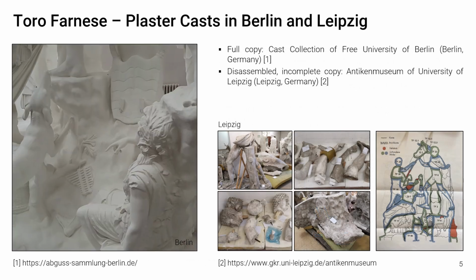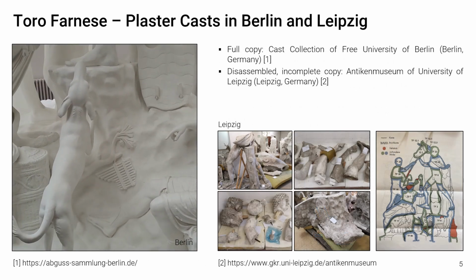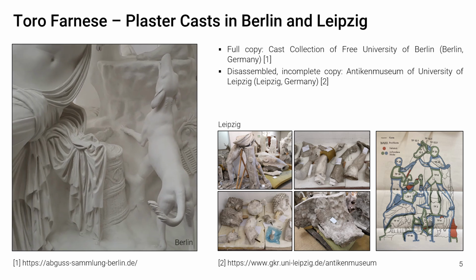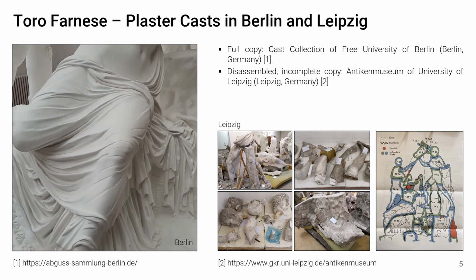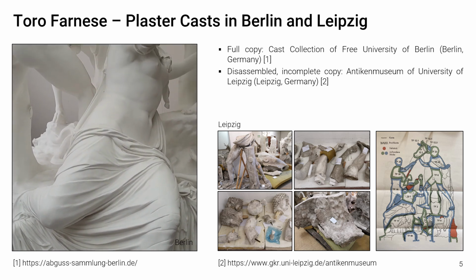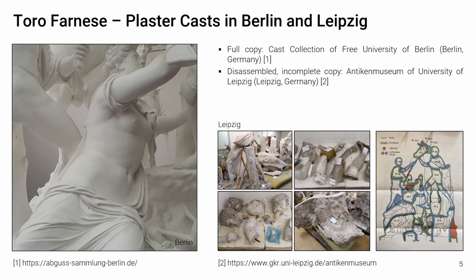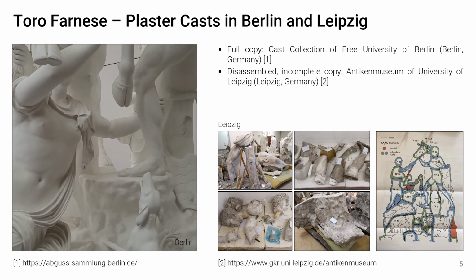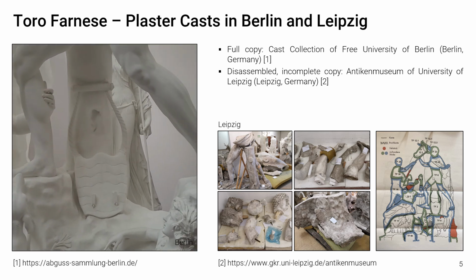There is an old complete plaster cast in the cast collection of the Free University of Berlin. Another, slightly incomplete model can be found in the Antiken Museum at the University of Leipzig. The sketch on the right shows the individual pieces and the missing elements in red.